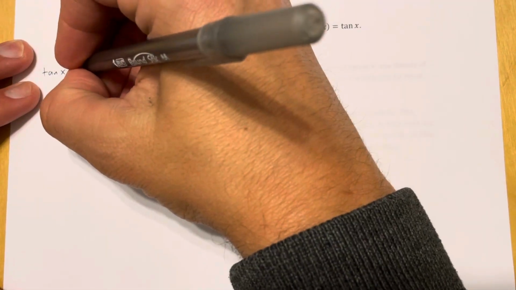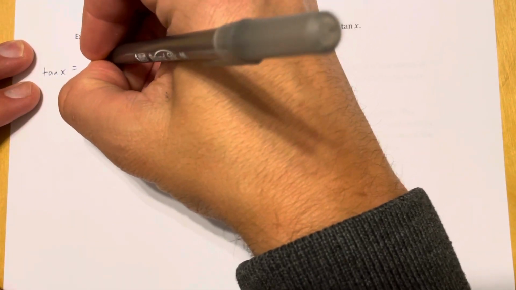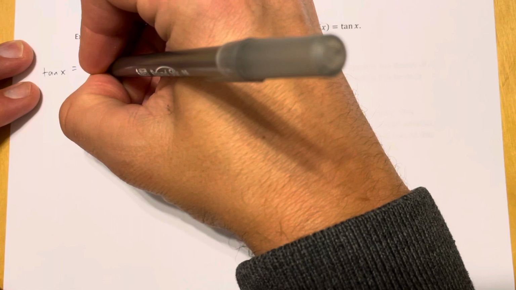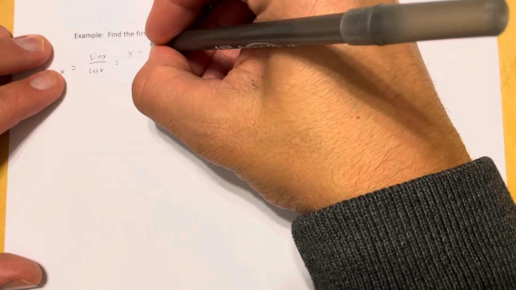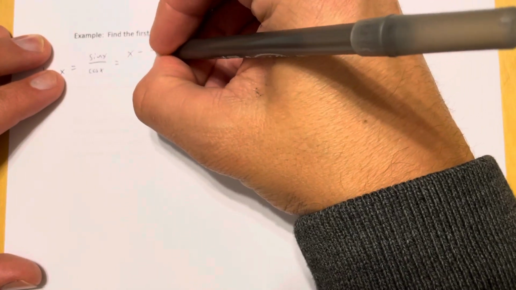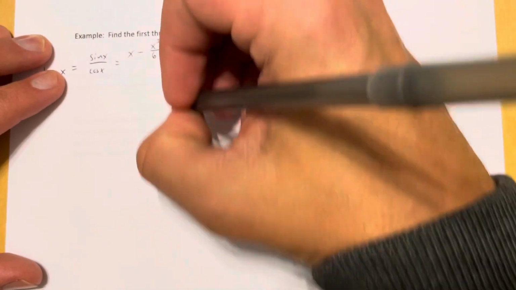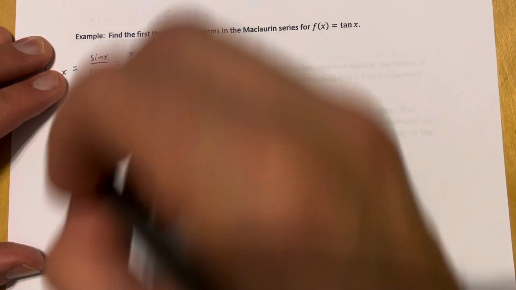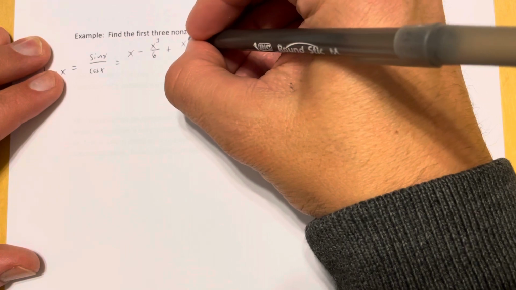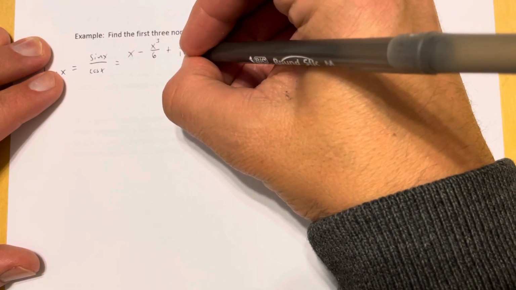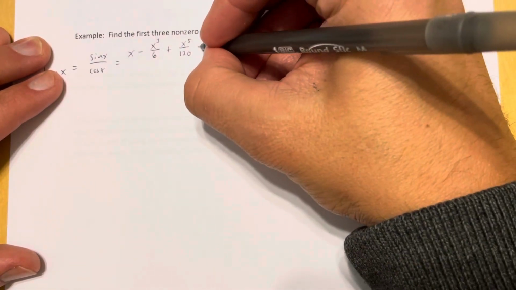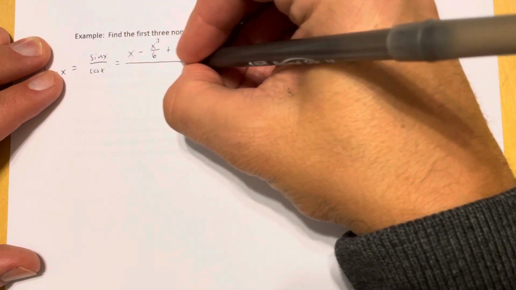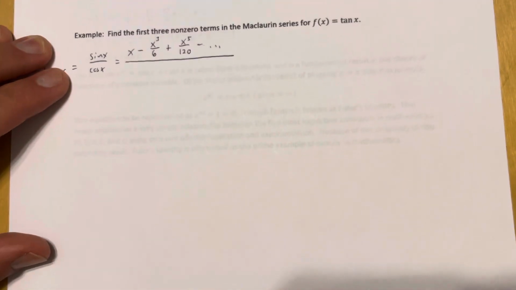So instead, I'm going to think of this tangent function as sine over cosine. And then I'm going to use the Maclaurin series for each one of these. So sine, of course, is equal to x minus x cubed over 3 factorial, which is 6. So I'm going to use the actual values here, 6. Plus x to the 5th over 5 factorial, which is really 120, minus dot, dot, dot. I only need those first 3 terms there.